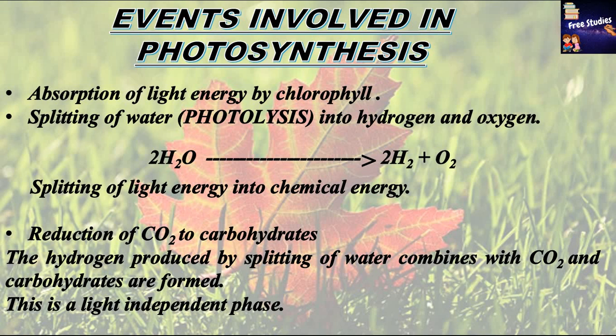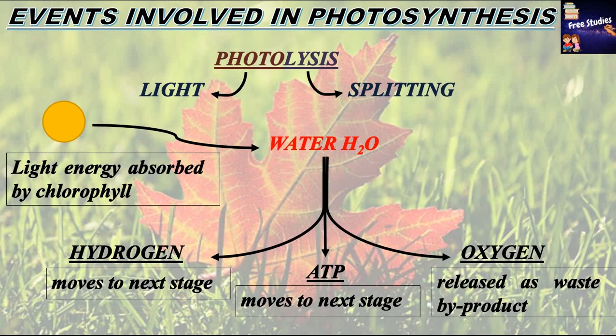This is a very important topic, that is, what are the events involved in photosynthesis. After writing the 3 events in the exam, you have to draw a diagram that is visible on the screen. For your understanding, I have marked these with different colors, but you can normally make it with a pencil and pen. It is an important diagram with the events involved in photosynthesis.